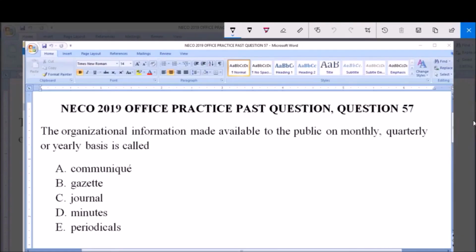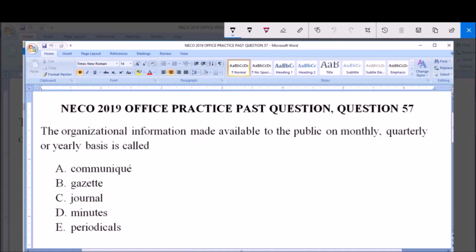I will be answering NECO 2019 Office Practice Past Question 57. The organizational information made available to public on monthly, quarterly, or yearly basis is called A. Communique, B. Gazettes, C. Journal, D. Minutes, and E. Periodicals. Let's check out the meaning of each of these terms.